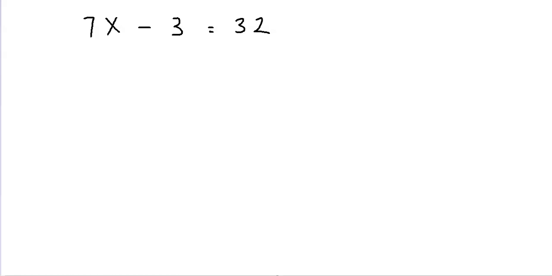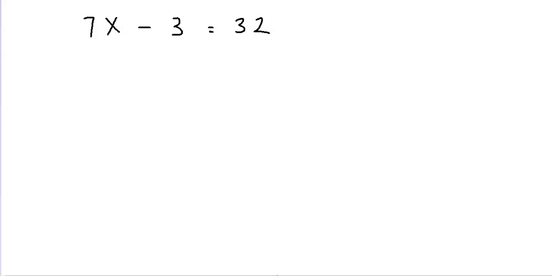Hi, in this video we'll learn how to solve a two-step equation. This is a two-step equation because this will require two steps to solve. We have to find the value of the unknown variable x, and in order to find the value of it, we need to isolate x. We need to get x by itself. So there are only two steps that we need to do.